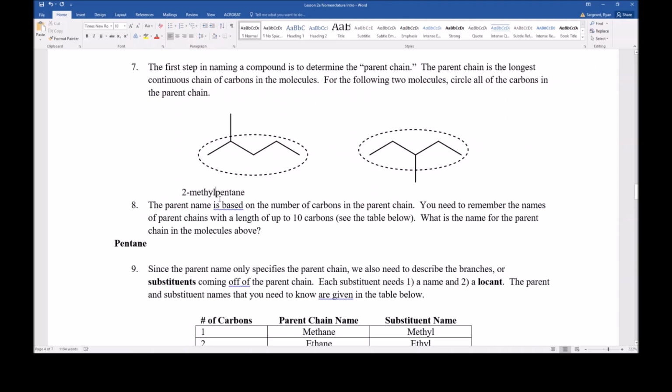Notice that there's no space right here between the name of the substituent and the name of the parent chain, and the numbers are separated from the letters by hyphens. And this punctuation is incredibly important to an organic chemist.